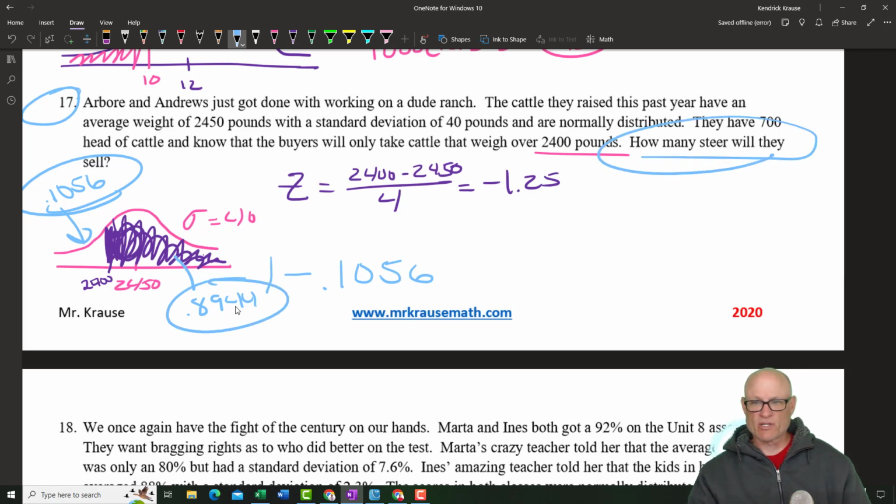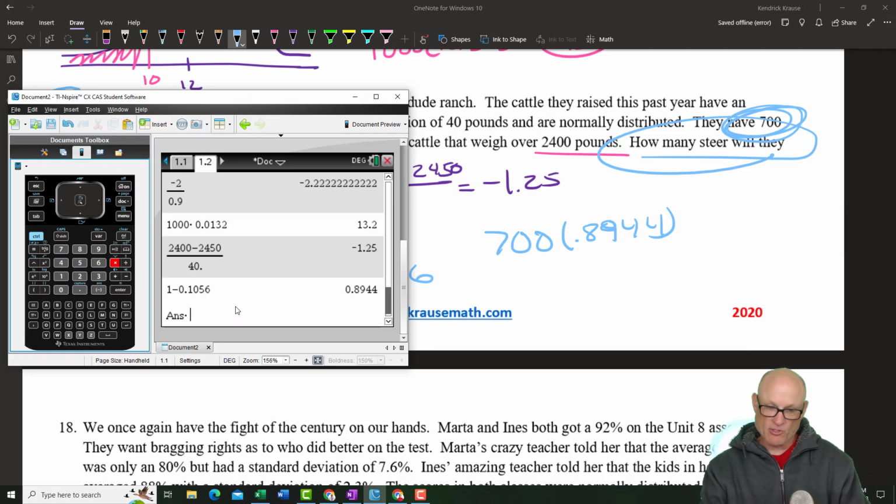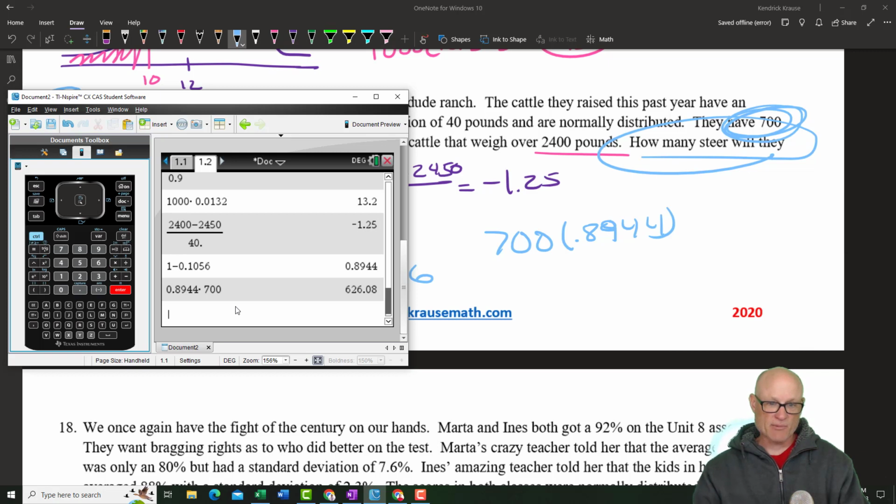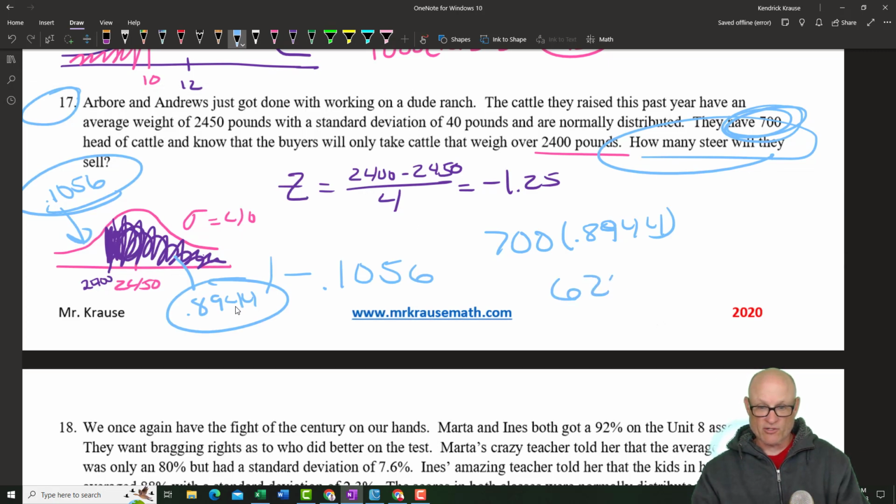How many steer will they sell? Well, there were 700 cattle, or 700 head of steer, or whatever they call them. I'm not a farmer. Sorry, farmer people. So you're going to take 700 and multiply by 0.8944. I'm going to take this number and multiply by 700, and I'm going to sell 626.08. So I'm going to sell 628 cattle.